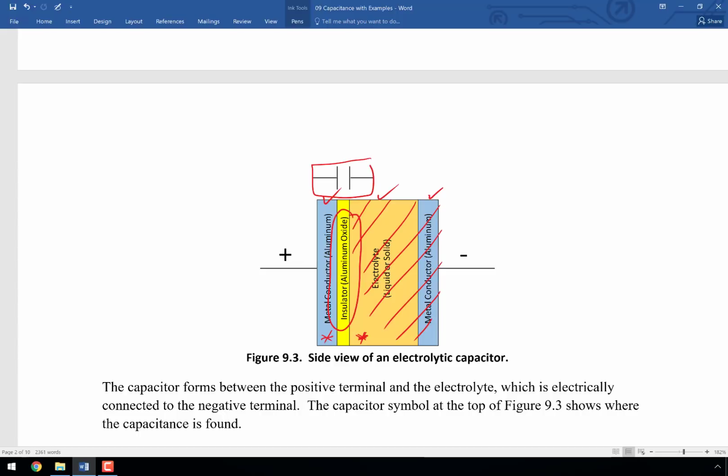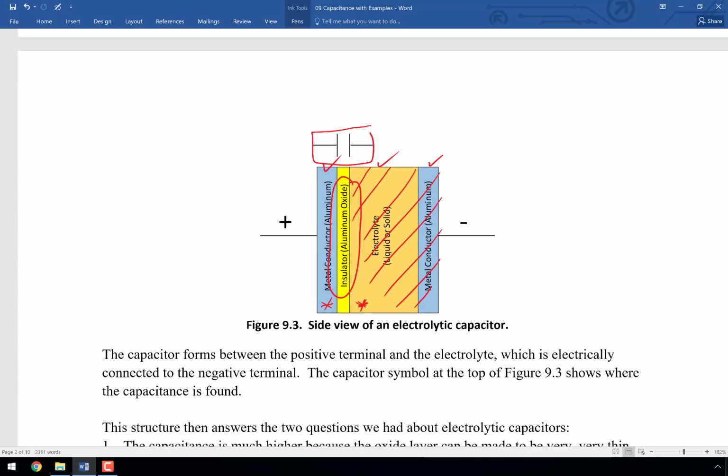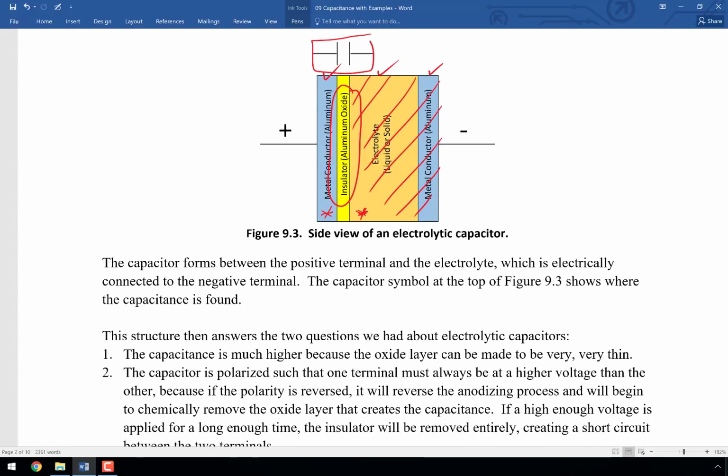And this oxidizing layer can be made to be very thin. And because it is so thin, that's why electrolytic capacitors tend to have a higher capacitance than other types of capacitors. And then if you were to reverse the polarity, if you were to accidentally, or I suppose on purpose, put positive on the right and negative on the left, notice that then the action is going to be the opposite. And instead of building up that oxide, you're going to destroy the oxide.